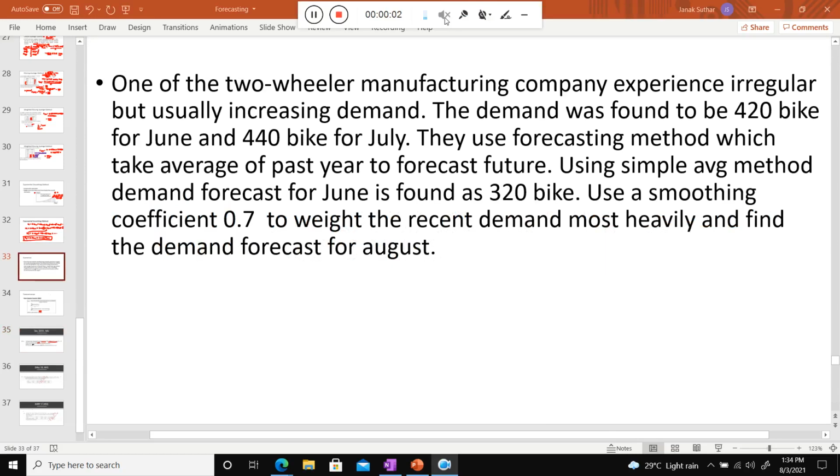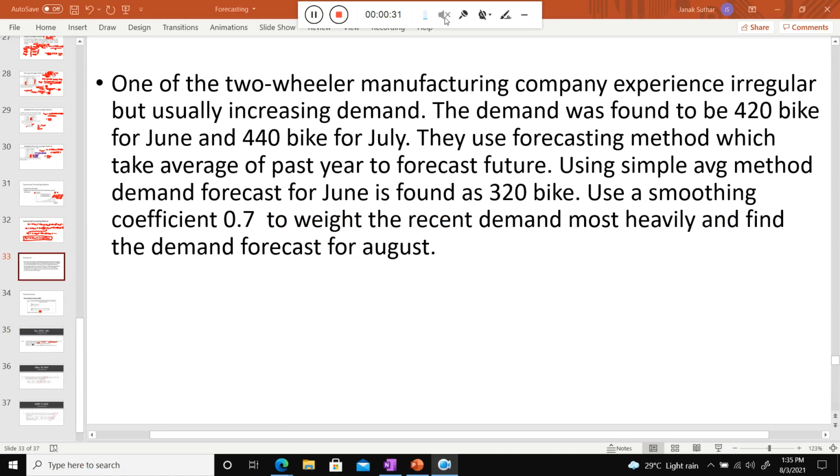Okay, in the morning lecture we discussed our exponential smoothing forecasting method. As per that method, you need to give very high weight to your recent data, and that weight will decrease when your data gets older. The weight will decrease exponentially. That is the process of exponential smoothing.